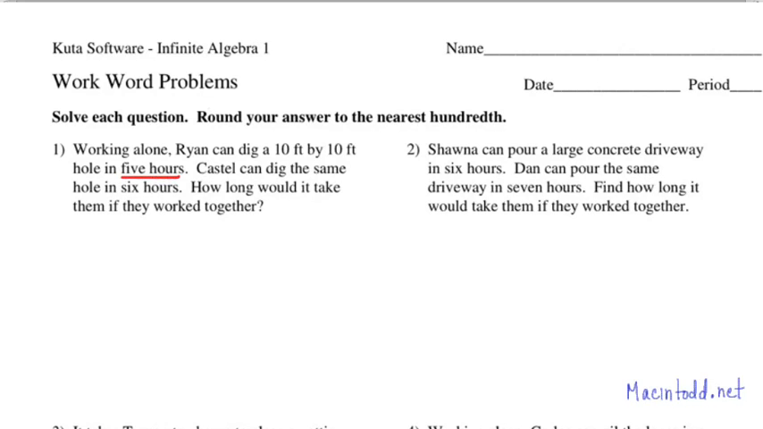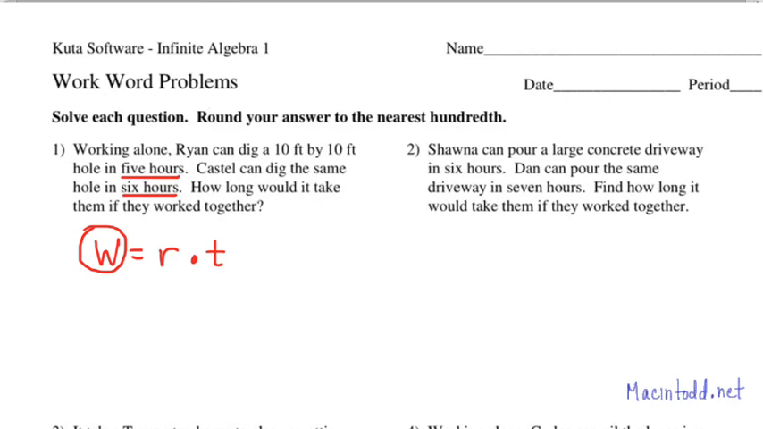So it takes him 5 hours to dig that hole. Castell can dig the same hole in 6 hours. How long would it take them to work together? One of the equations, and I'm not particularly fond of it, is work equals rate times time. The reason I'm not fond of it is I'm never impressed with what the heck work is in terms of how you measure work.